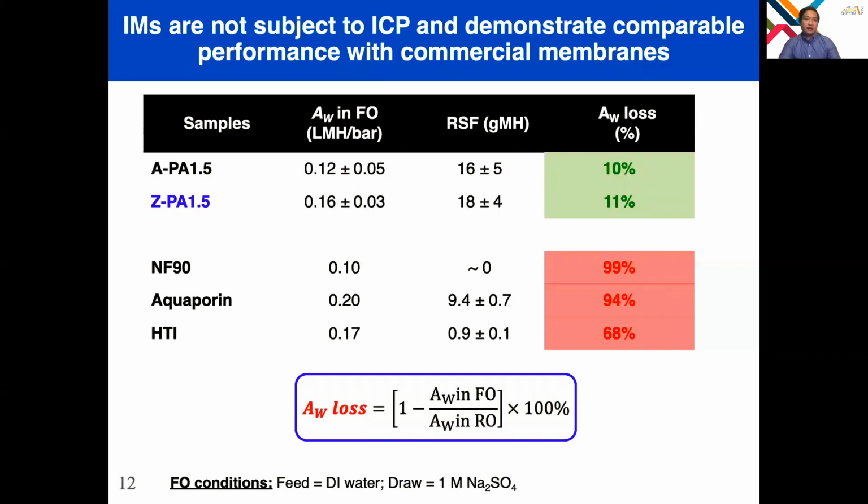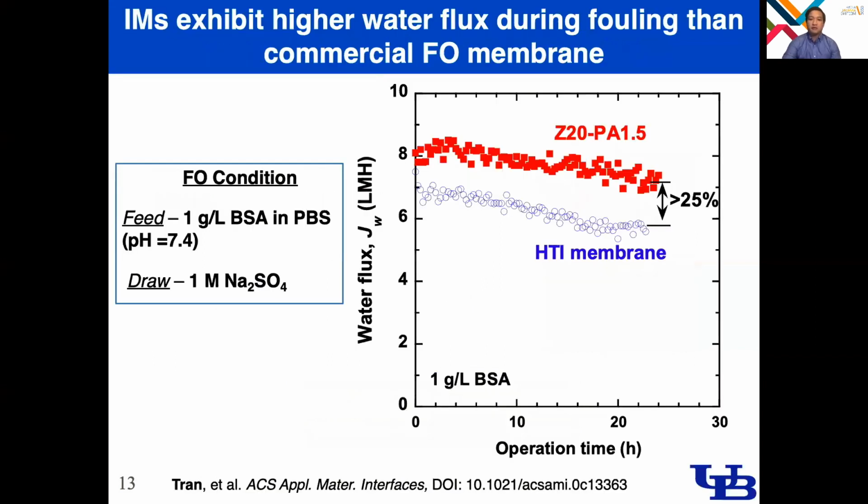We also investigated the anti-fouling property of our membrane by comparing our membrane performance with commercial HTI membrane during fouling. Using 1 gram per liter bovine serum albumin (BSA) solution as the feed, we can see here that even though both membranes have similar starting flux, our membrane over the period of 24 hours always exhibits higher water flux than commercial HTI membrane, suggesting that the Z20PA1.5 membrane is more resistant to fouling.